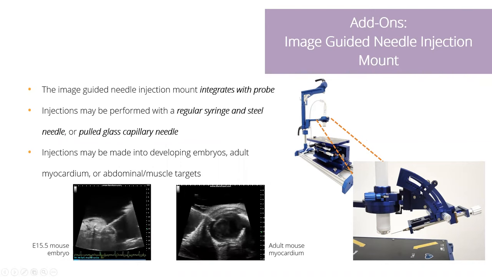But basically, the image-guided injection mount is going to mount directly onto the probe. What this is going to do is make it much simpler to align the needle with the imaging plane, to allow you to do these injections and position the animal in the anatomy of interest as you like and as you need to when you're doing these injections.